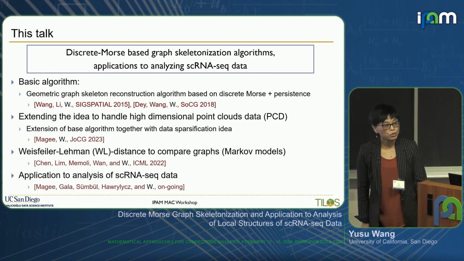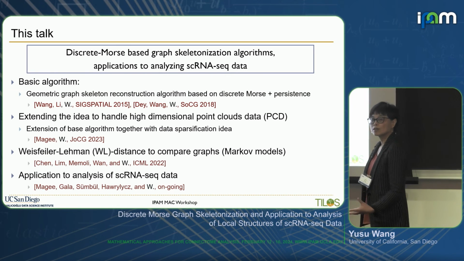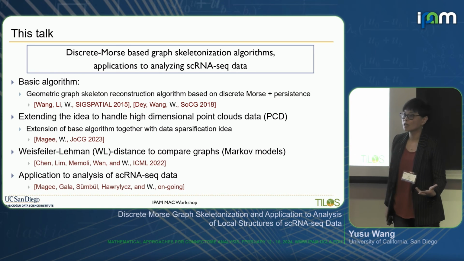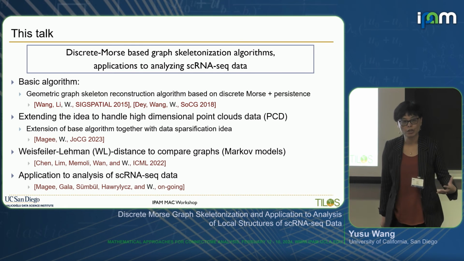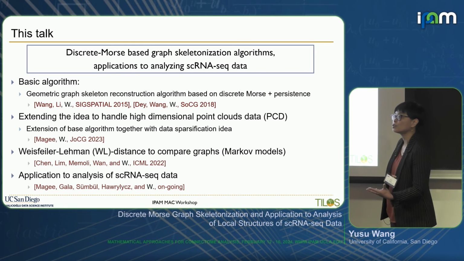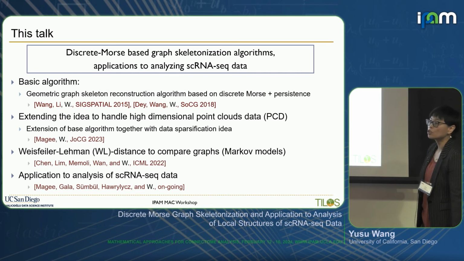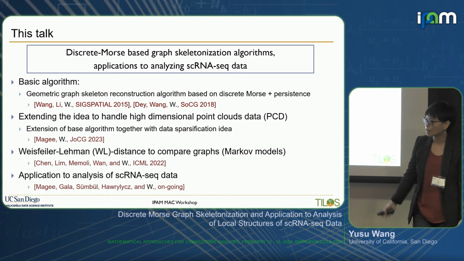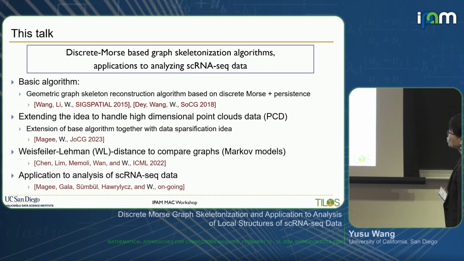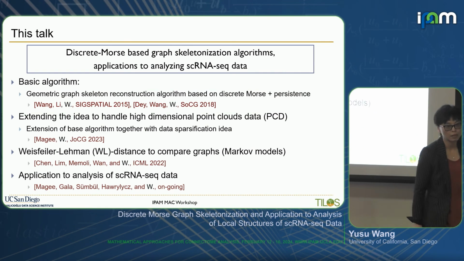What I'm going to do in this talk is first give you a basic algorithm to illustrate how these topological concepts come together with some theoretical understanding to give us an algorithm for graph skeletonization in a simpler setting. Then I'm going to show how this can be extended to handle high-dimensional point cloud data, which eventually we apply to single-cell RNA-seq data.